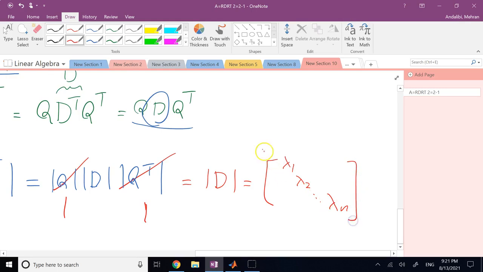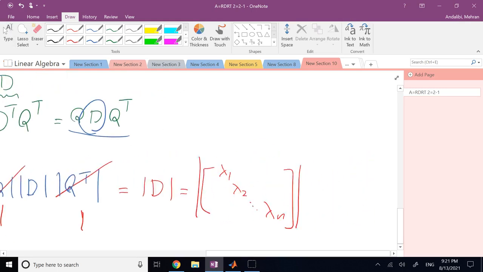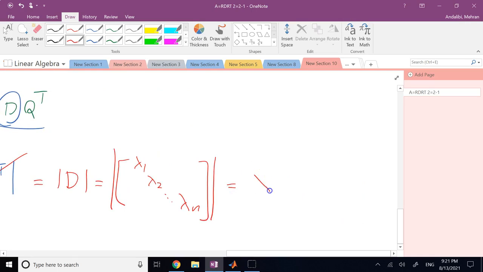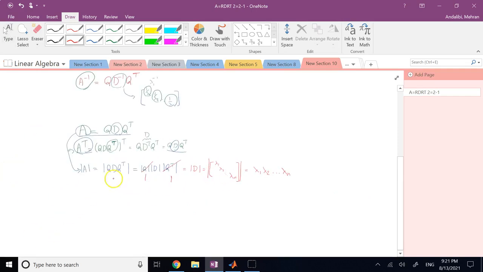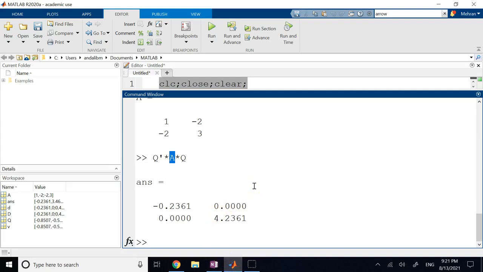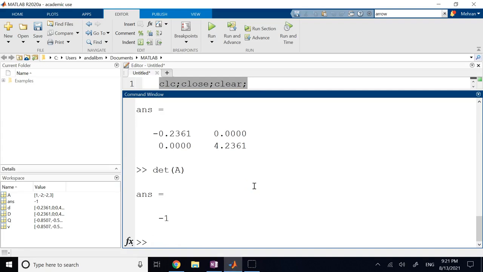Correct? So what's the determinant of this matrix? You know, the determinant of a diagonal is what? The product of the lambdas. There we go. So the determinant of any matrix is what? The product of the eigenvalues. So that's another use of eigenvalues. If somebody now says, hey, what's the determinant of A? Look at it. It's -1.